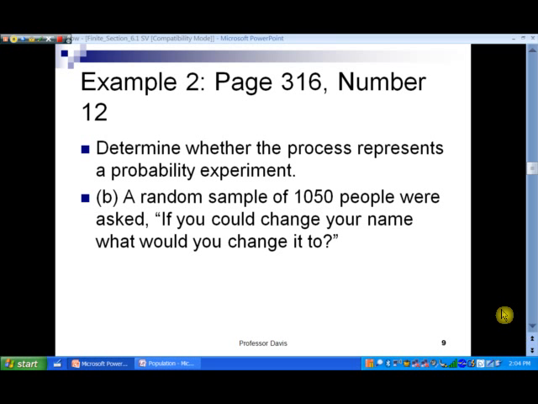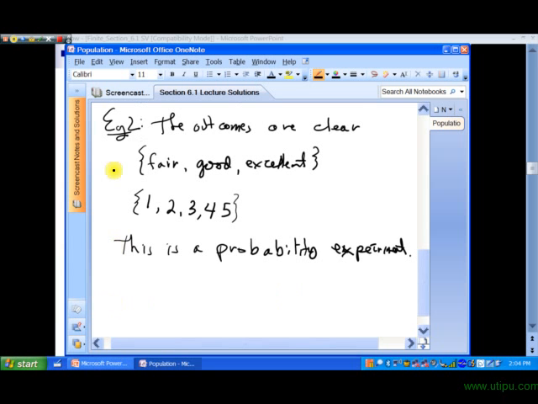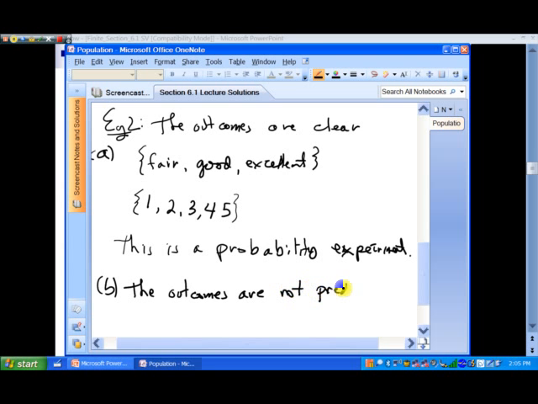Now let's move to slide number 9 here and take a look at part B. And we want to determine if this process represents a probability experiment. A random sample of 1,050 people were asked, if you could change your name, what would you change it to? Well, it looks here that in part B, the outcomes are not predictable.